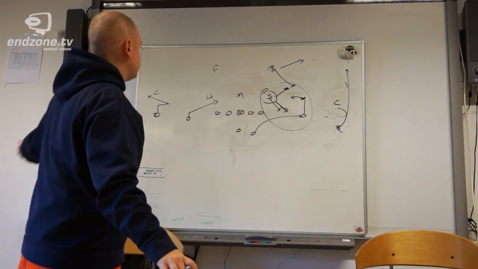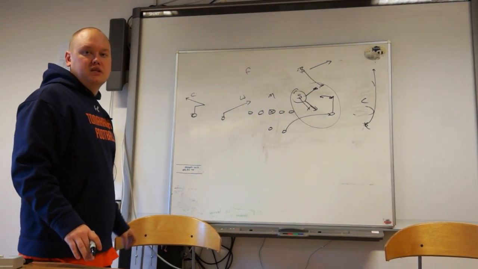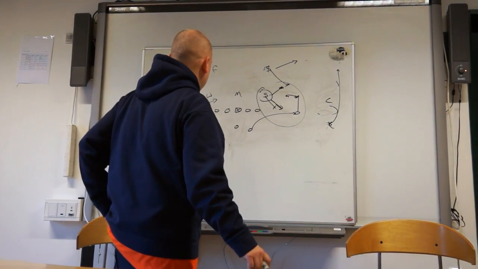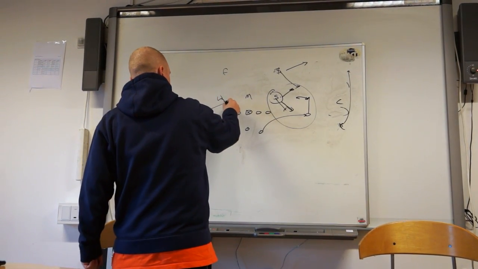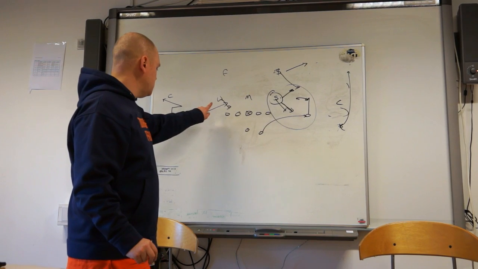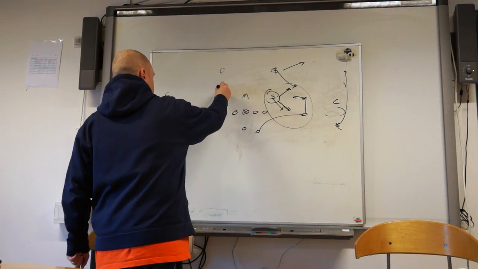Next thing, what are we doing with the other receivers? These receivers here are basically hot receivers. These are the quarterback's responsibility if we have a blitz or anything. If we see any kind of blitz from this Will linebacker, instinctually, the quarterback is going to throw it as soon as the ball's in his hand, and we're going to try to get it right up in here.